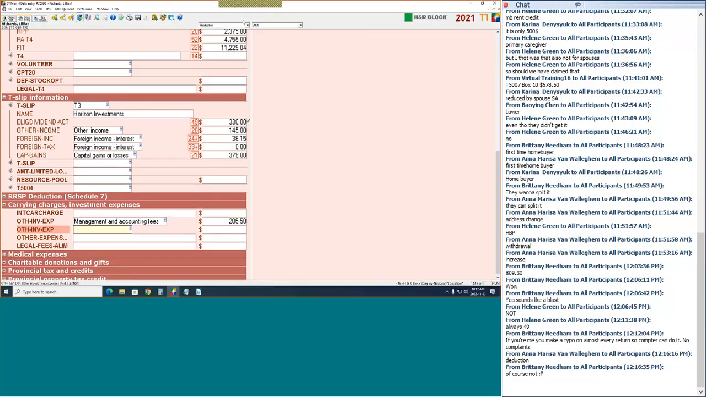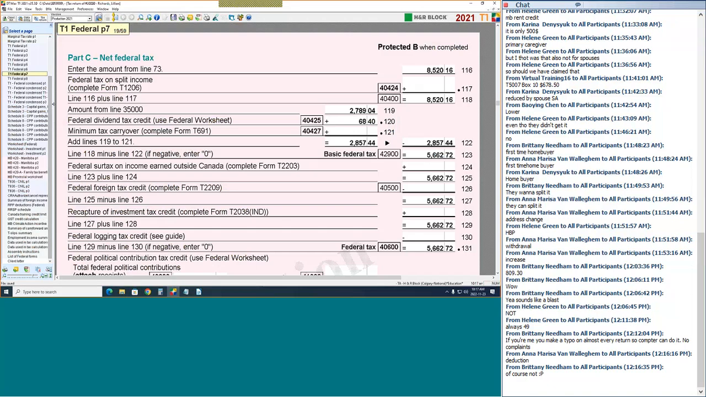I want to show you where all of that ends up on the return. So we've done dividends. I want to make sure the dividends showed up. We've done other income. I want the other income to be on the other income line. I've added foreign income. I want that on my foreign income line. I've added capital gains. I want that in a Schedule 3. And I've added carrying charges. All of those numbers should be on my tax return somewhere.